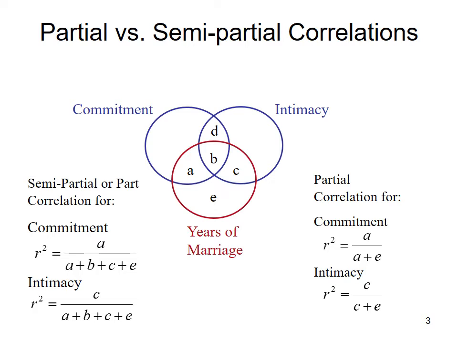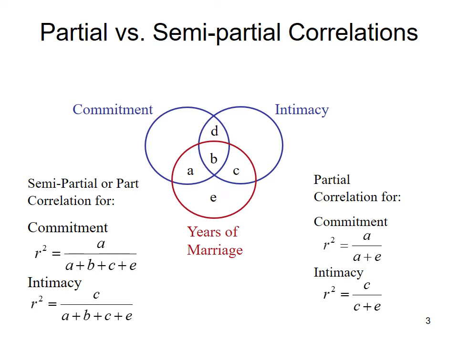The partial correlation is looking at unique variance in both the predictor and the outcome. So what we're looking for when we're calculating a partial correlation is how much variance is uniquely explained by one predictor relative to variance that is not explained by any other predictor in our outcome. In this case, we're looking at the amount of variance of A divided by the amount of variance in A and E. In other words, what is the unique variance explained by commitment on unexplained variance in years of marriage?